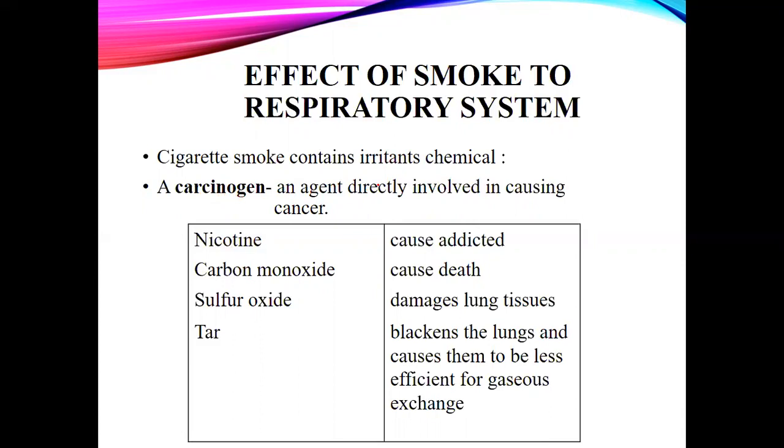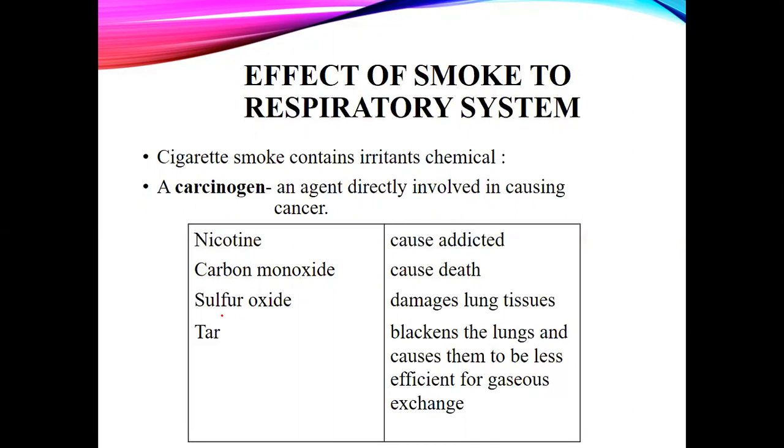Among the other things which make cigarettes very dangerous is nicotine. Nicotine is what makes people get addicted to smoking. The meaning is when you get addicted to something, you can't leave it. If you leave it for a short time, you don't find it easy. We also have carbon monoxide, which is a very poisonous gas that can cause people to die.